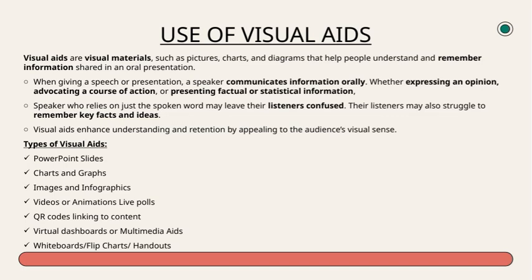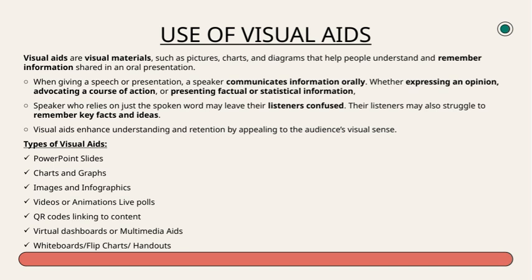Visual aids are an essential part of effective communication. They include visual materials like pictures, charts, and diagrams that help your audience understand and remember the information you share during your presentation. When you're giving a speech or a presentation, your main mode of communication is typically spoken words.